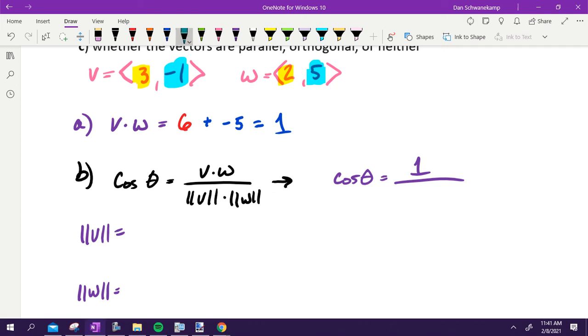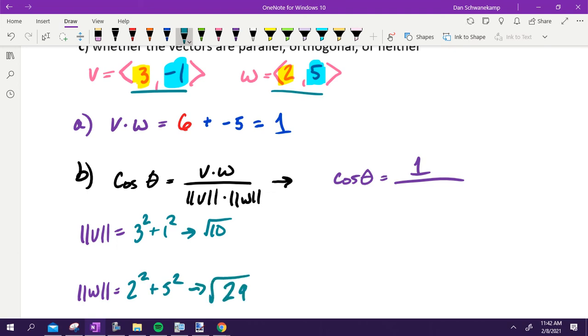Pythagorean theorem, good. So she's doing Pythagorean theorem here. So 3 squared plus 1 squared. That's 9 plus 1, it's 10. And then you got to take the square root of it. So it's square root of 10. My other one, same thing with W here. 2 squared plus 5 squared. That is going to get me 4 plus 25, that's 29. We got to square root that. Cool. Those are my two magnitudes.